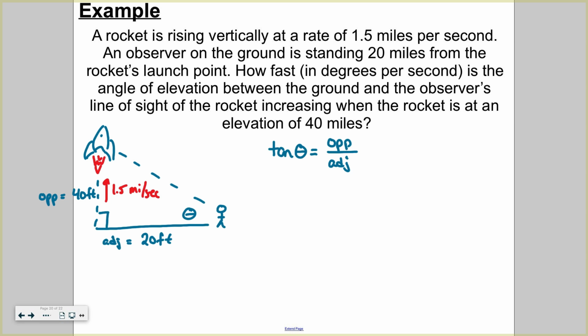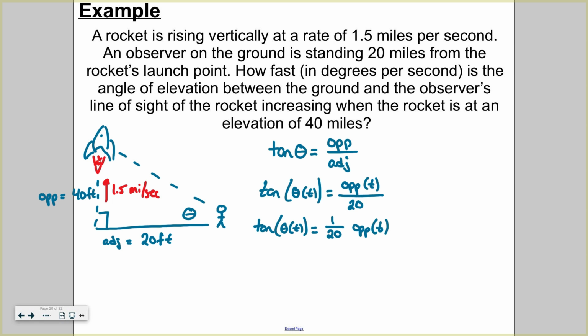Now we need to figure out what is changing. As the rocket goes up, our angle of elevation increases because the observer's head is moving up. So we can rewrite this as tangent of theta of t equals... the rocket is getting higher and higher, so the opposite side is changing. However, the adjacent side is not changing, and we know the adjacent side is 20 feet. So I'm going to rewrite this as tangent of theta of t is equal to 1/20th times the opposite side of t, just to show that the 1/20th is actually a coefficient.